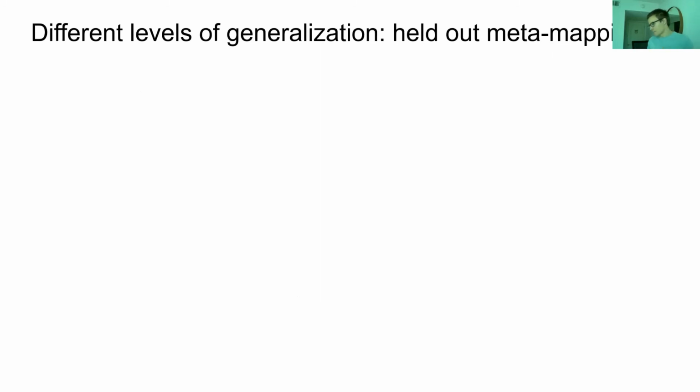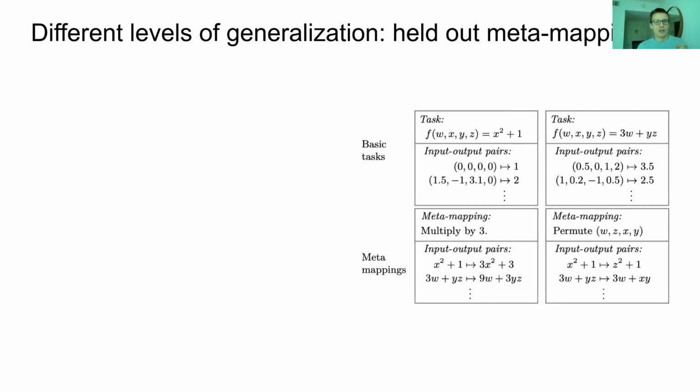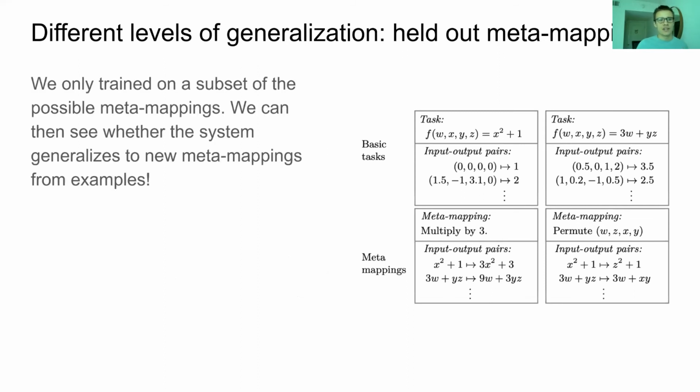And the cool thing about this richer structure of the mathematical objects is that it actually makes different levels of generalization available. In particular, I'm going to show you that this model can generalize to held out metamappings. So what do I mean by that? Well, during training, I trained the system on things like permuting the variables or multiplying by 3. And so when I evaluate, the plot I showed you before was evaluating that task, like multiplying by 3, on a polynomial it's never been applied to before, but evaluating a metamapping that the system has been trained on throughout the course of training.